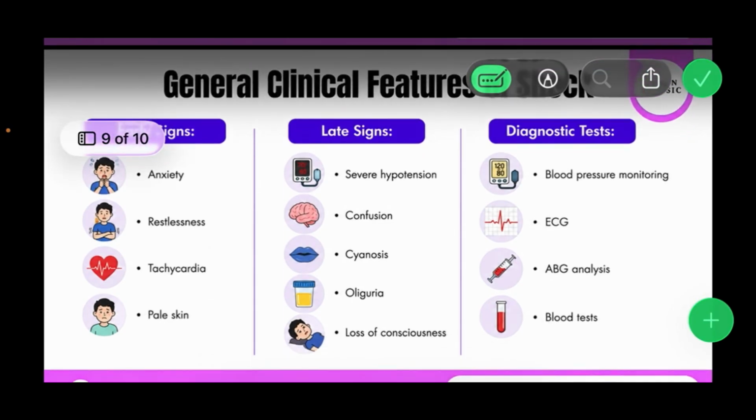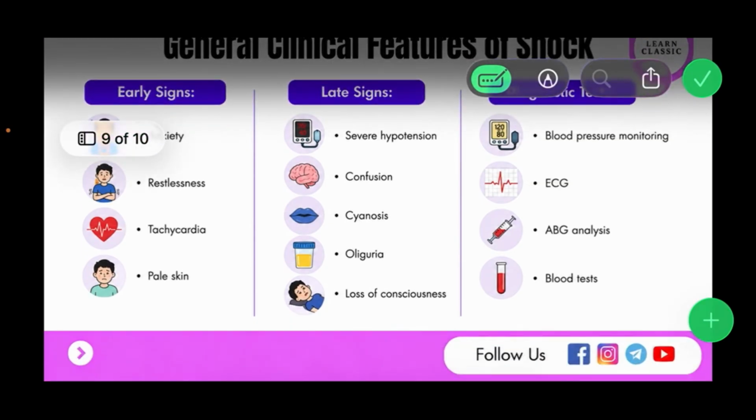Next is restlessness. A patient with septic shock keeps changing positions in bed, appears uncomfortable and cannot remain calm due to reduced oxygen supply to tissues. Okay, so you have to detect this. Then tachycardia, which you all know: a patient with dehydration has a pulse rate of 120 beats per minute as the heart tries to pump more blood to maintain circulation.